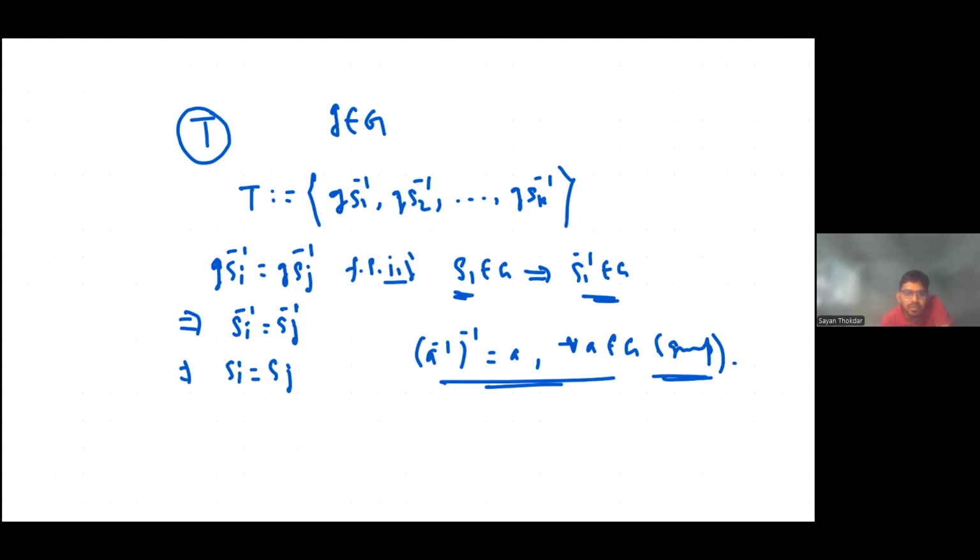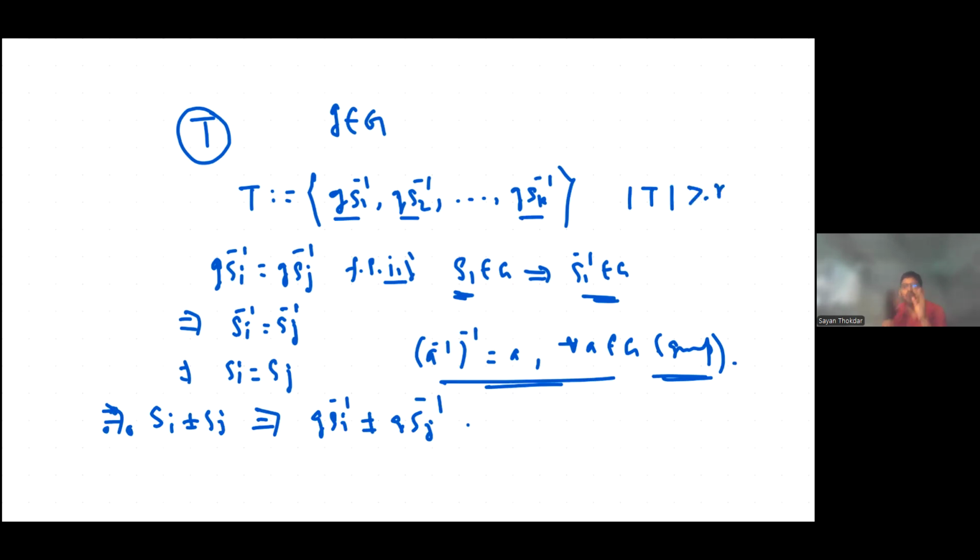If two elements are the same, then S_I and S_J are the same. So by the contrapositive statement, S_I not equal to S_J implies G S_I inverse is not equal to G S_J inverse. So that collection we are treating has distinct elements. Now T also has how many elements? K elements. So by the last slide's consideration, the cardinality of T is greater than n by 2.